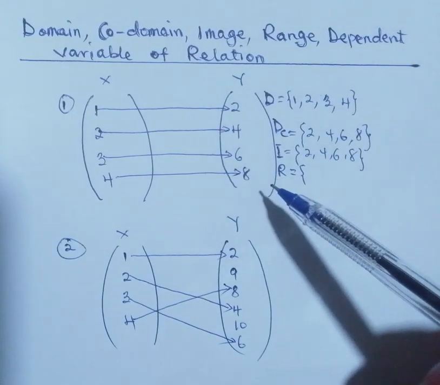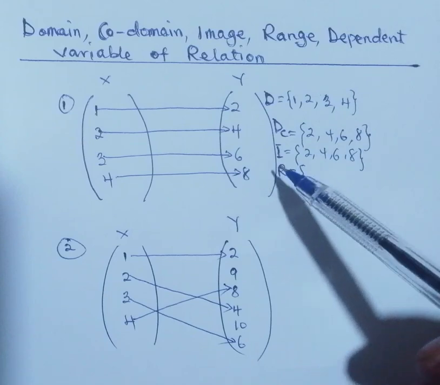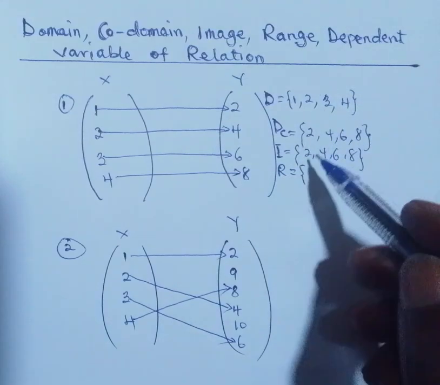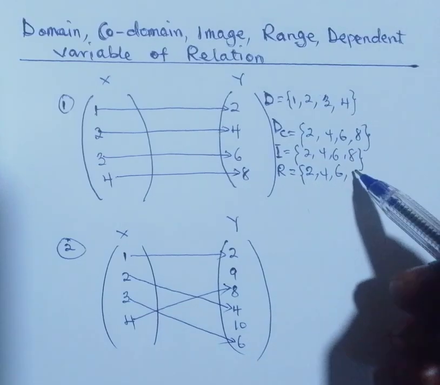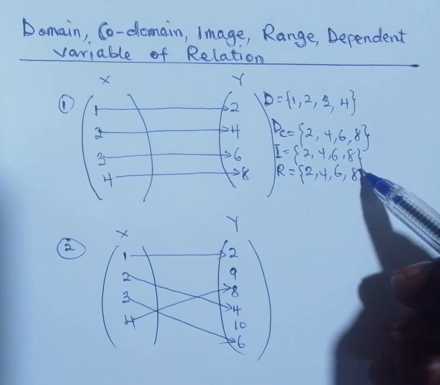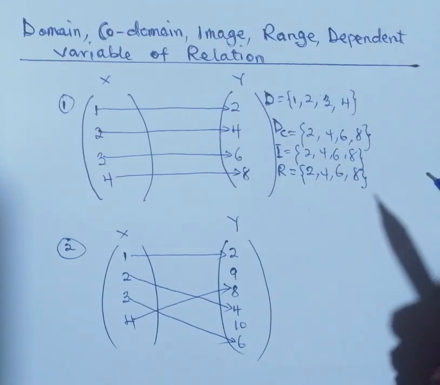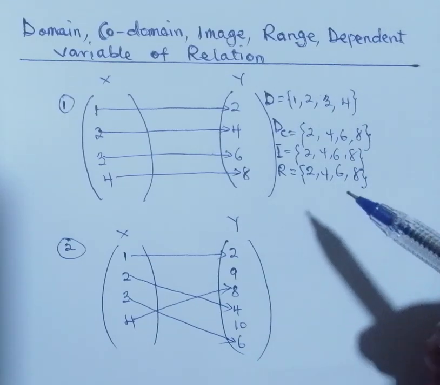So when we say image or range, you see that we are talking about the same thing. And sometimes we see that the codomain is also the range, because there are some codomains.